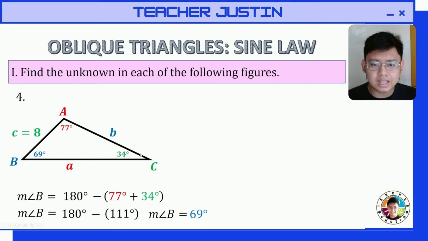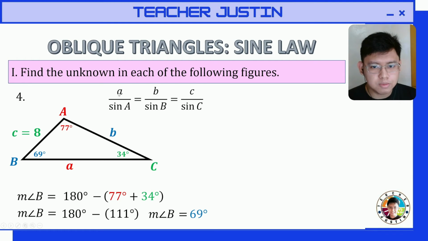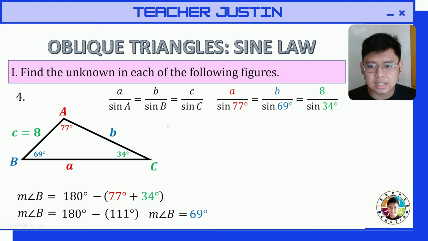So, para ma-solve natin yung sides, we will use the sine law. So, yung formula is A over sine A is equal to B over sine B is equal to C over sine C. Ang susunod nating step is for us to substitute the values of our angles and the given side. So, we have A over sine 77 degrees is equal to B over sine 69 degrees is equal to 8 over sine 34 degrees.